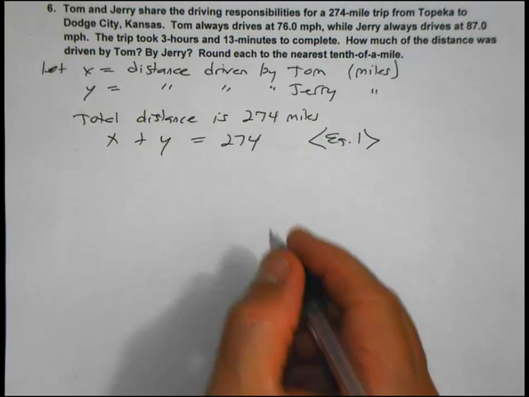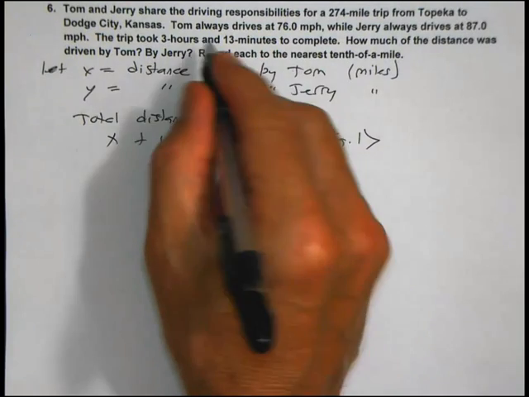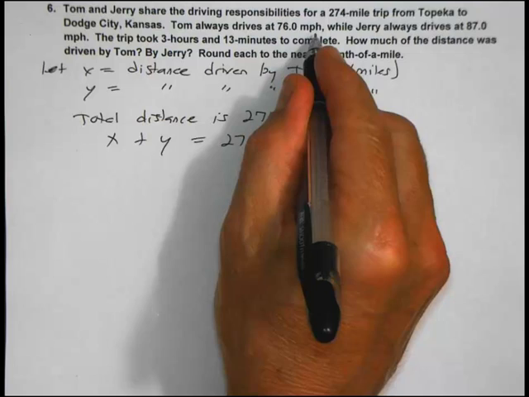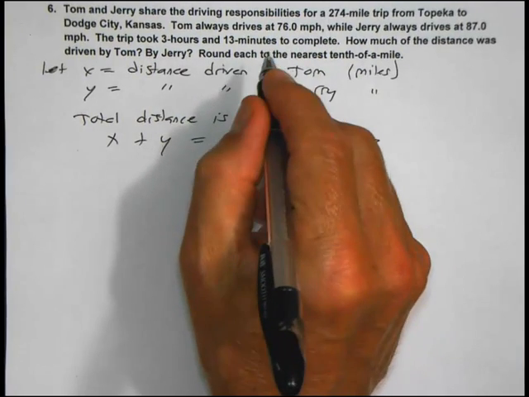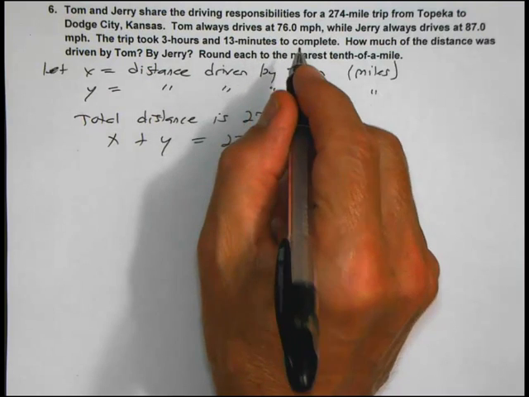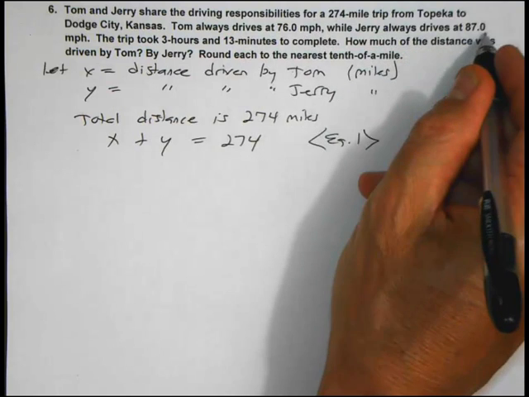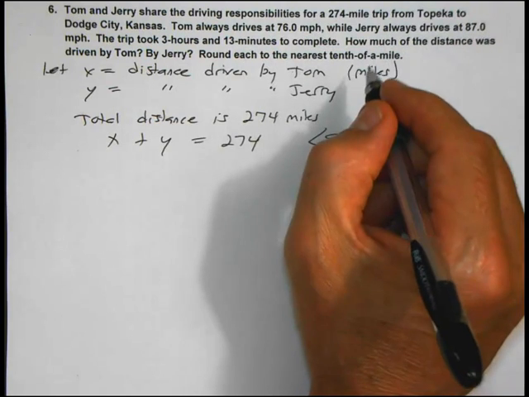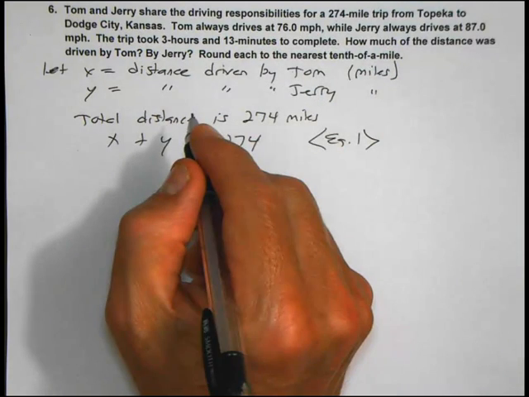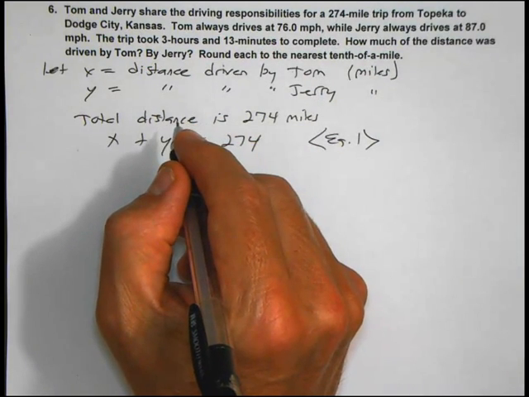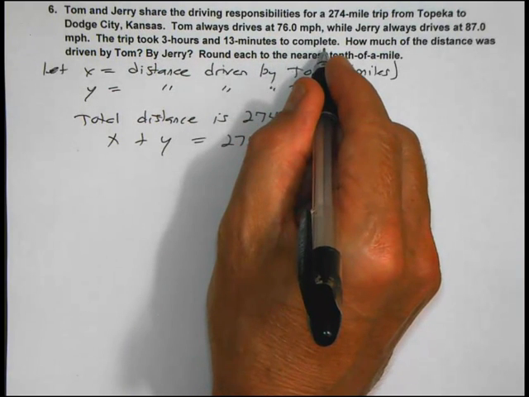Alright, what other information may translate? You might read, Tom always drives at 76 miles per hour. That's kind of an isolated little side fact. It doesn't seem to have an equation emanating from it. Jerry always drives at 87 miles per hour. Same thing, sort of an isolated fact, not really translating to any kind of equation. The trip took 3 hours and 13 minutes to complete.